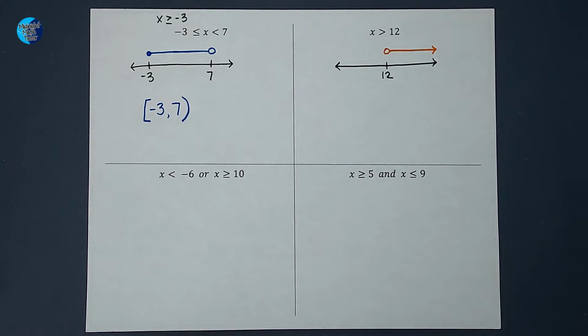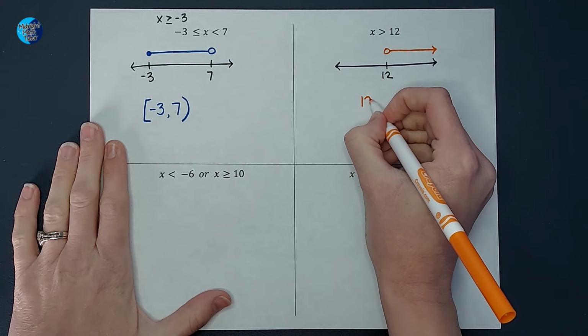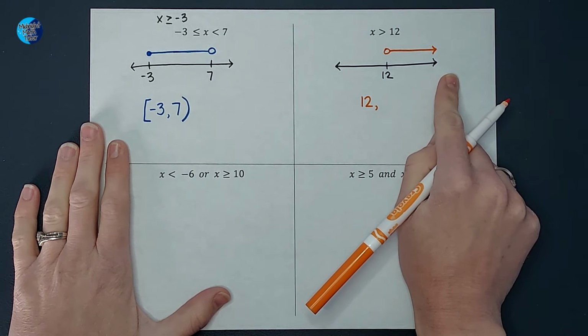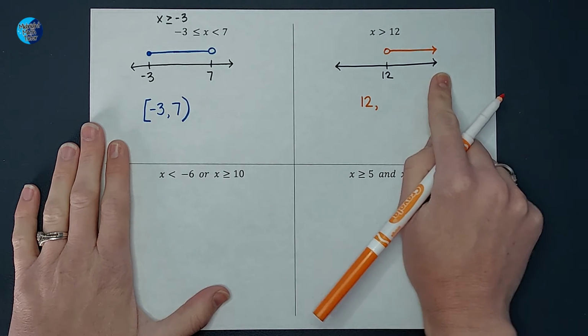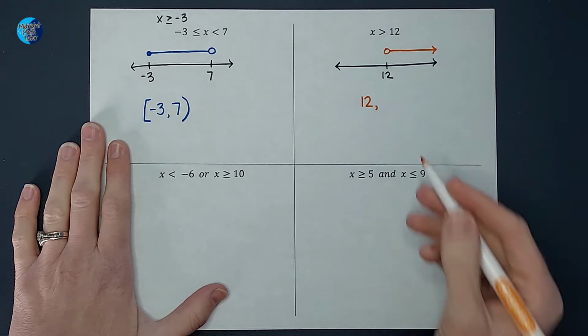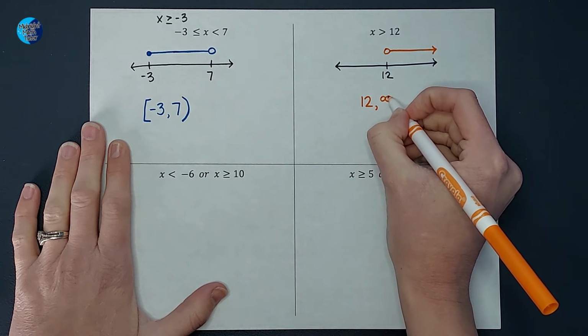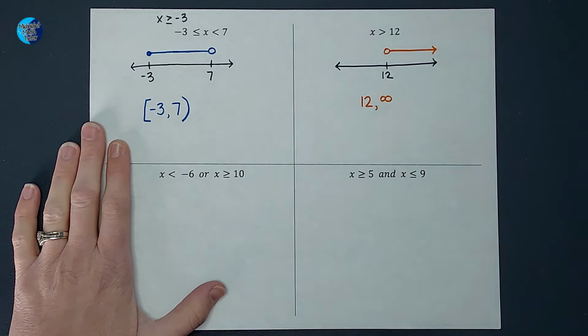So how do I show that in interval notation? Well, my range of numbers this can be is from 12 all the way, x could be 500, right? It could be 7 million. It could be literally any number bigger than 12. So to show that in interval notation, I'm going to say x could be from 12 to infinity.